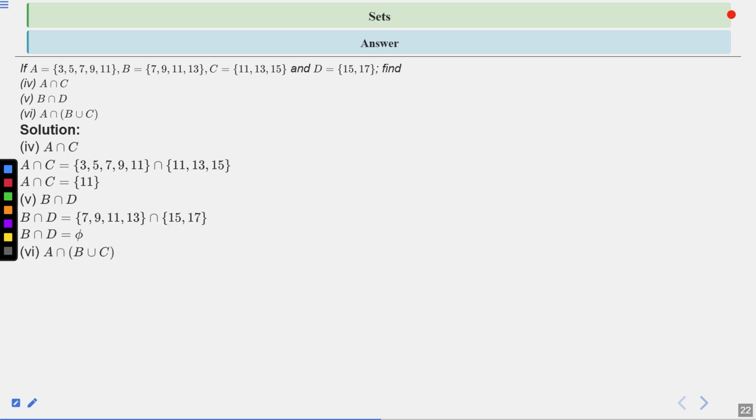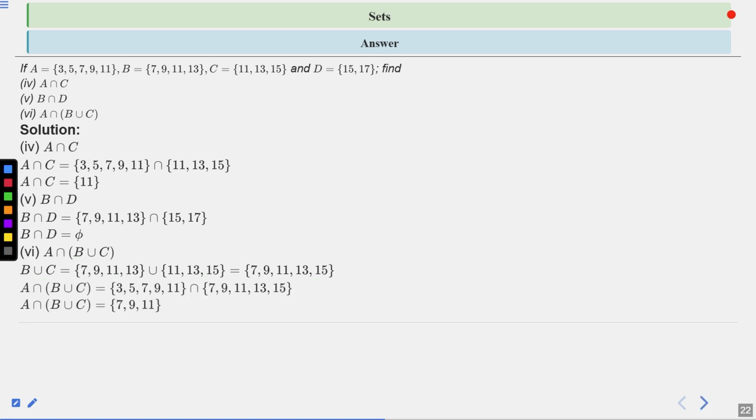Now what about A intersection B union C? First you have to solve the bracket B union C, meaning you collect all the elements from both sets, because we are doing the union. So the set B union C has the elements 7, 9, 11, 13 and 15.